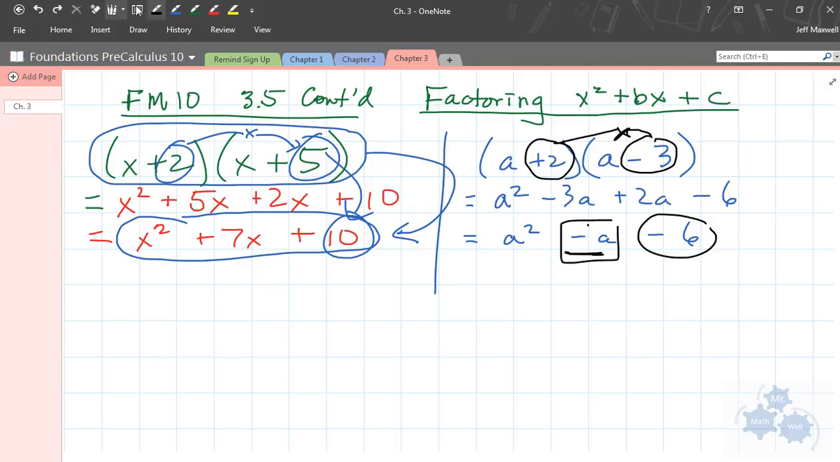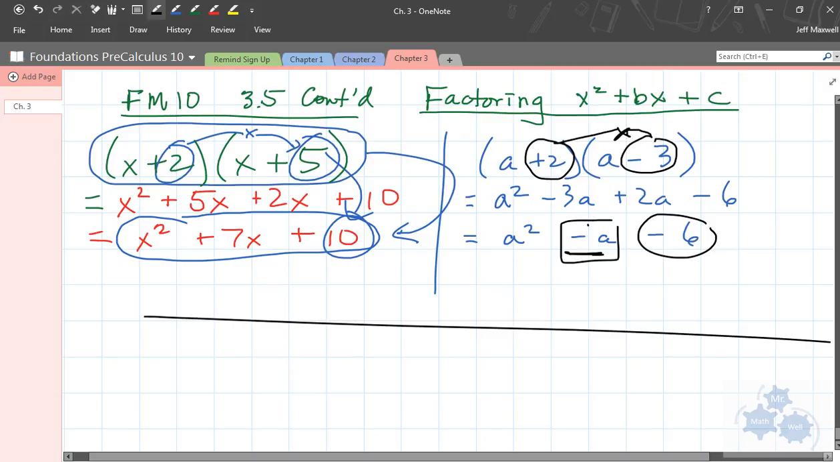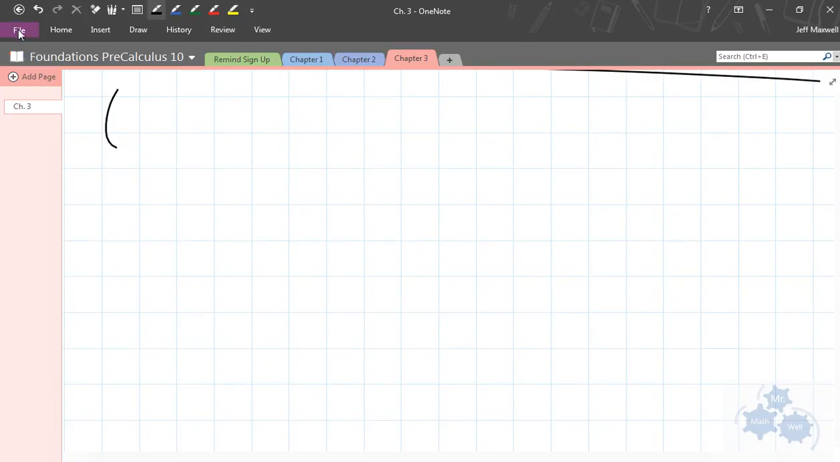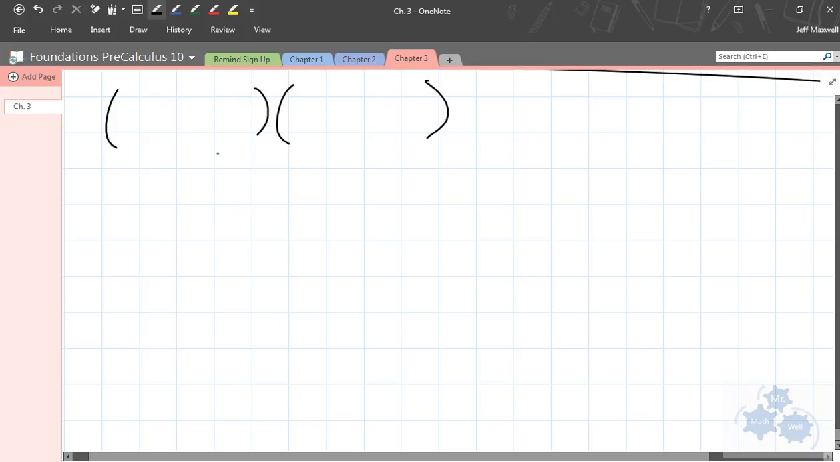So here's my question then. My question for you is, I'm going to take a little bit of a jump here. What are the 2 binomials? So I'm talking about, let's fill in these brackets here, that when you multiply this, gives you this. X squared plus 5x plus 6. So go ahead and take a minute and fill out the 2 binomials that give you that product.